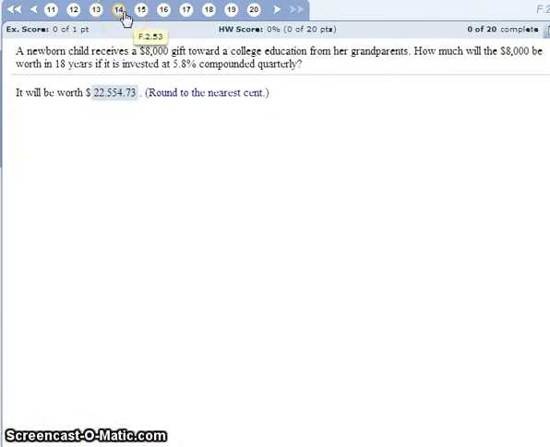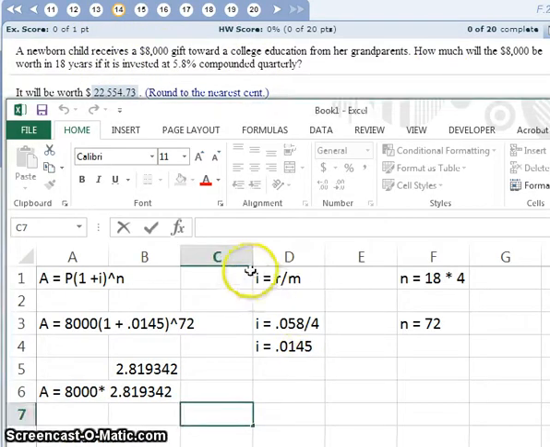For number 14, we're dealing with compound interest. We're given all the information here. So first we need to find the interest rate per compounding period. So we have the annual rate divided by how many times per year interest is compounded. And so we had 5.8%, and quarterly is 4 times a year, so here's the value for I.